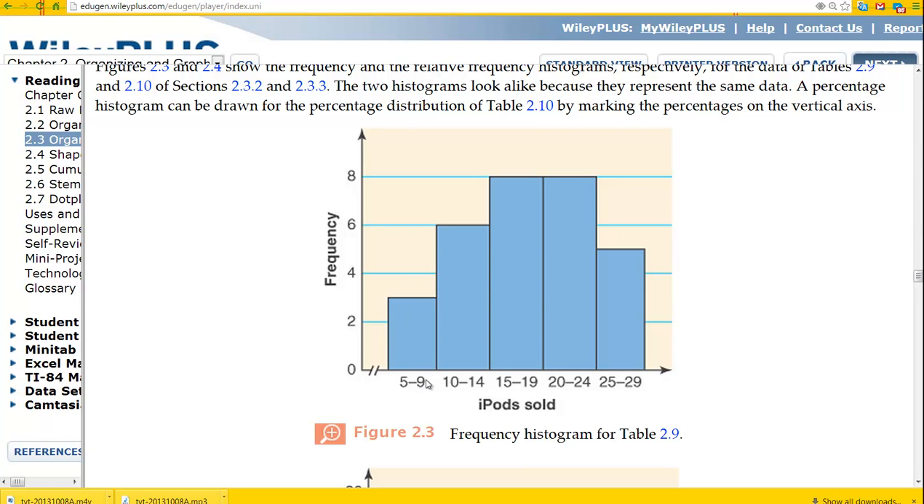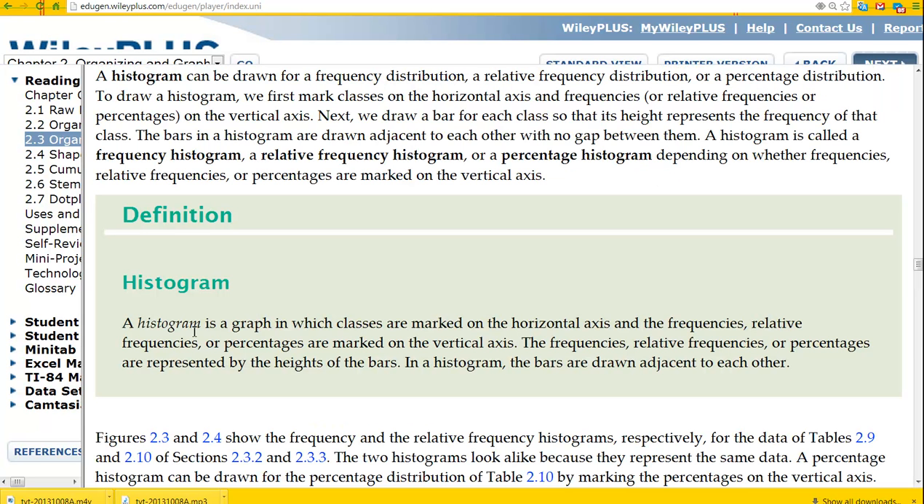So we have the categories here, or the classes. So this was for iPods sold, and in some locations, I guess it was a number between 5 and 9. In other locations, it was a number between 10 and 14, 15 and 19, 20 and 24, 25 and 29. And so how many times did we get something in this range? We got 3. How many times did we get something in this range? We got 6. How many times did we get something in this range? We got 8. In this range, 8. In this range, 5. Okay? So that was an example of a histogram.